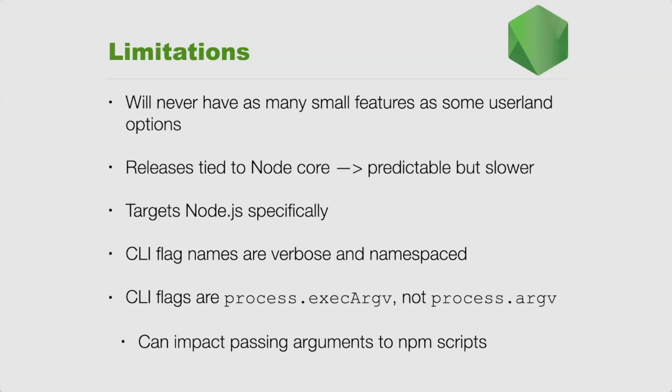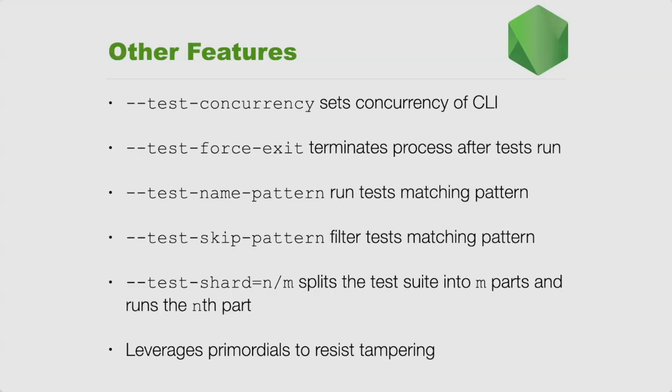Another thing is that the test runner does target Node.js specifically, so it's focused on things that Node can do. It's not a browser; it doesn't pretend to be a browser. There are other test frameworks out there that are more suited for testing interactive web pages and things of that nature. The goal here was to try to make the best runner for Node.js specific code, and that's still the goal. And then a smaller but annoying thing is that the CLI flags are verbose and namespaced. As you see here, all of them start with --test and then whatever.